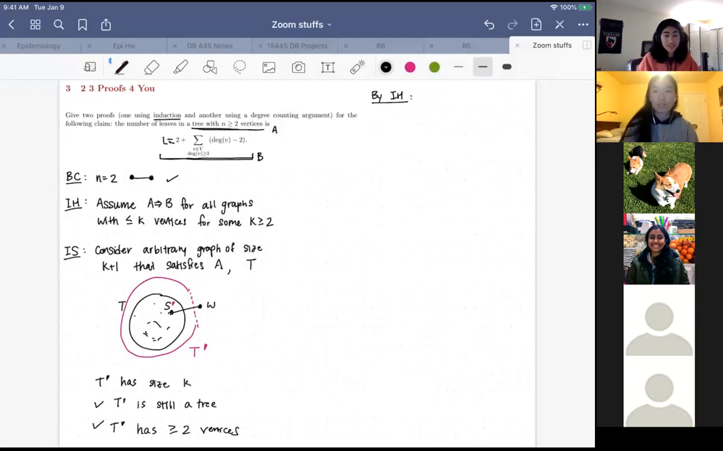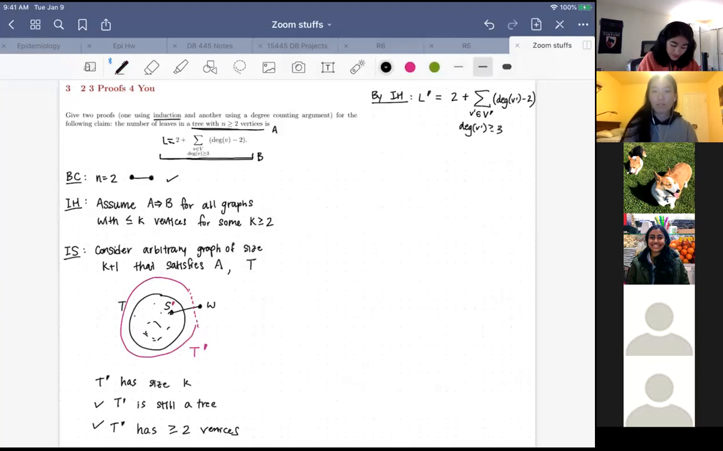That means the number of leaves in T prime, let's call it L prime, is equal to 2 plus the summation over all the vertices. V prime will represent the vertices in T prime, and let's make little v also little v prime to keep our notation nice and clear. So over all of these vertices with degree greater than or equal to 3, we are adding up their degree minus 2. This is what we know by our IH.